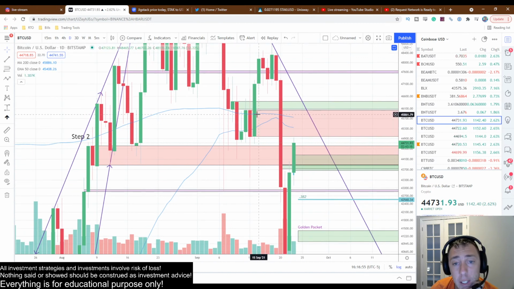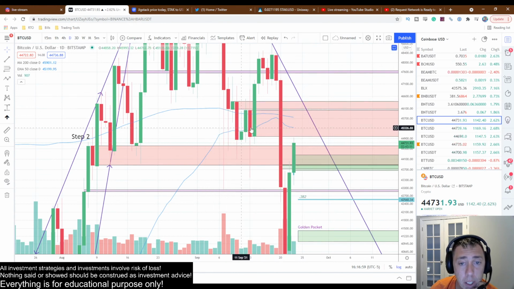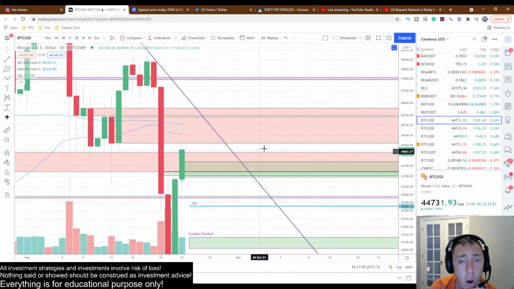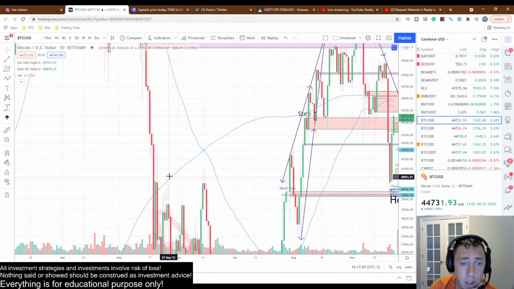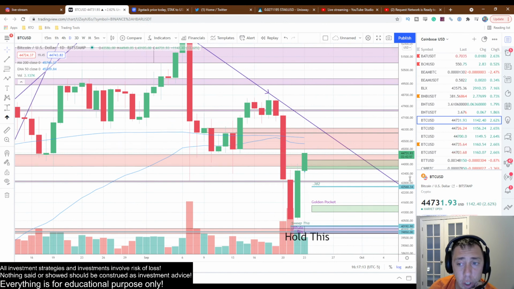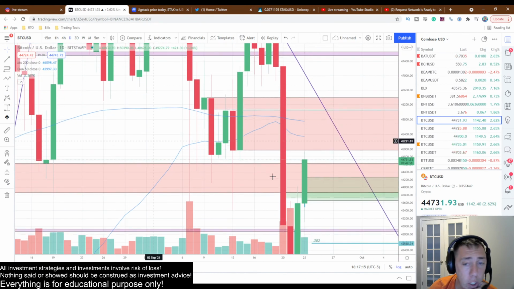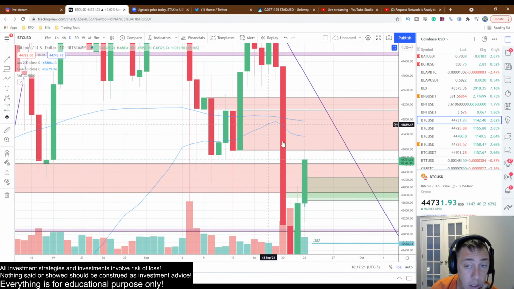So, for instance, this is now a resistance, right? Resistance right here, resistance right here. Why are they resistance? Because they're two solid daily breakers. Not only that, what is this level right here? The 200 moving average. The 200 moving average is only 2% away from our current price action.